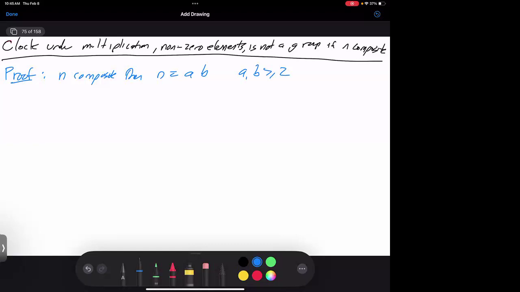Okay, so now we want to prove that if you look at the non-zero elements, it can't be a group. So you have to show one of the 4 properties is violated. Either it doesn't have an identity, it's not closed, it doesn't have an inverse, it's not associative. Any properties you think are going to hold? Closed.